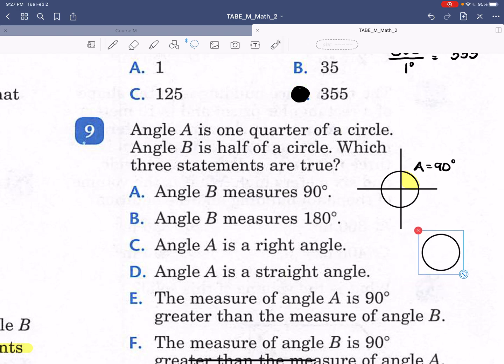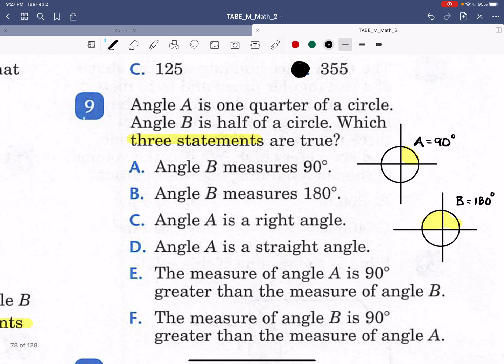Angle B, same size circle. I'm going to cut it 4 ways. Angle B is half of a circle. So let's color half of it. That's 180 degrees. Which 3 statements are true?